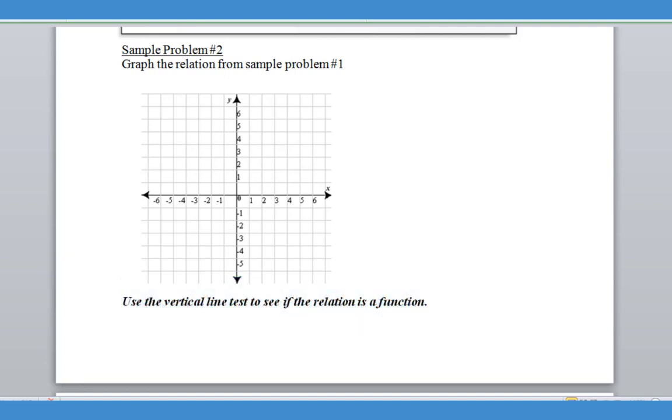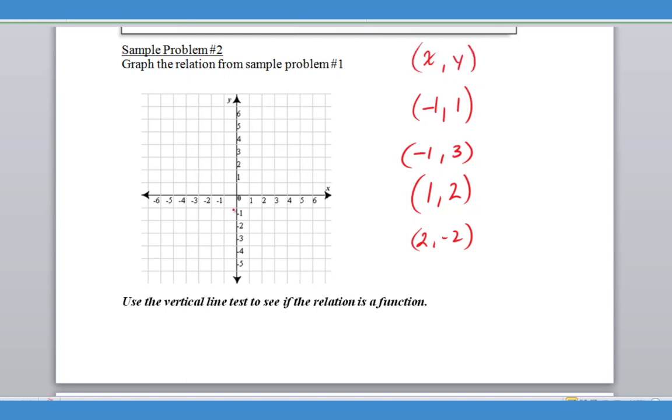If I take the input and output values from the mapping diagram that we had in sample problem 1, I would end up with the ordered pairs (-1, 1), (-1, 3), (1, 2), and (2, -2). Now I need to plot those. And remember, x values, y values. So -1 on the x-axis first, and then up 1. Then I can go -1, up 3 on the y value, and then 1, 2, and then 2, -2. And so I've plotted all of the points.